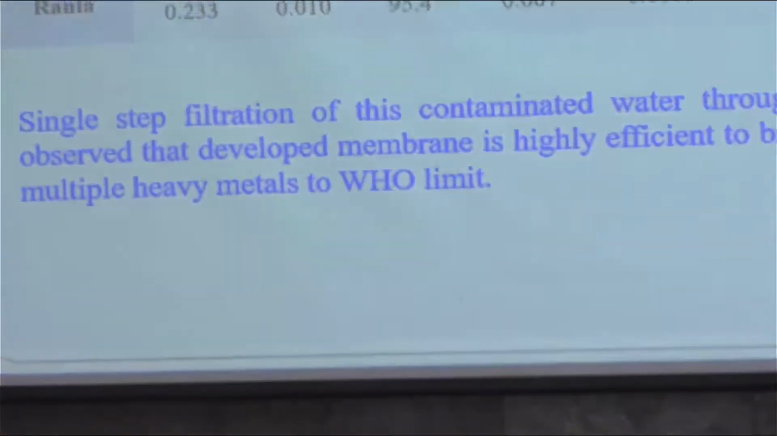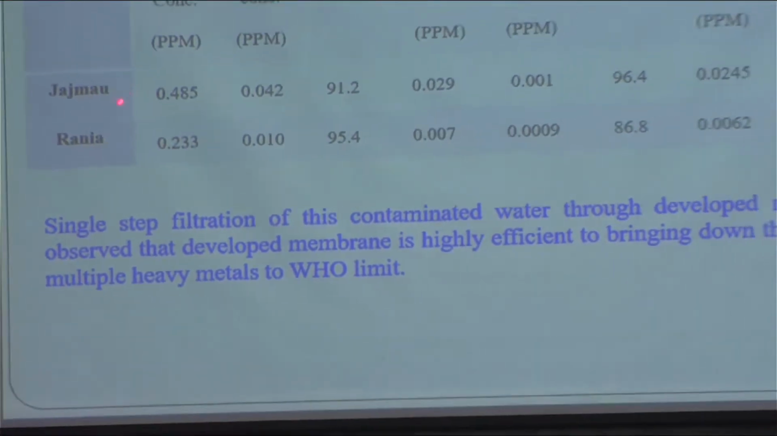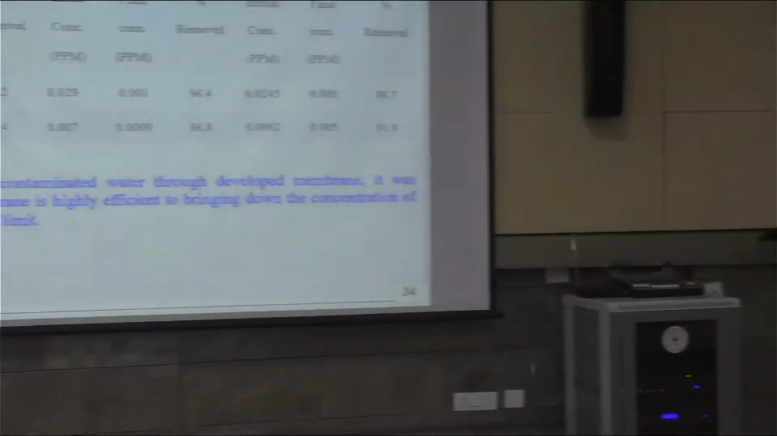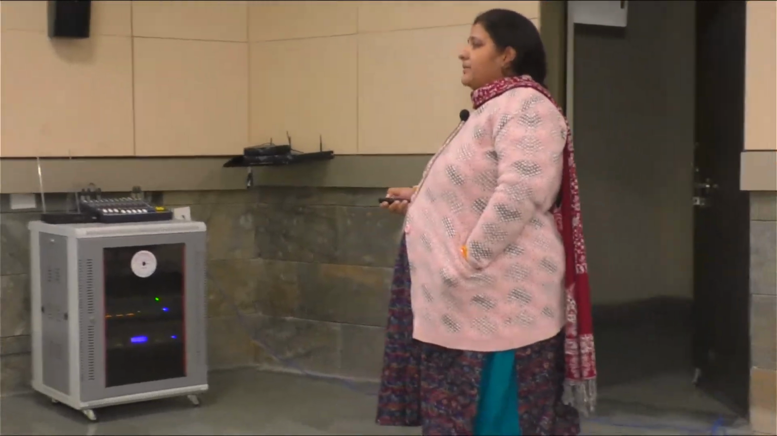And this membrane is applicable for the treatment of groundwater contaminated with hazardous heavy metals. For this, I used water from the industrial areas of Kanpur, Jajmau and Rania, and the study concluded a single step filtration of this contaminated water through the developed membrane. It was observed that the developed membrane is highly efficient in bringing down the concentration of multiple heavy metals to the WHO limit.